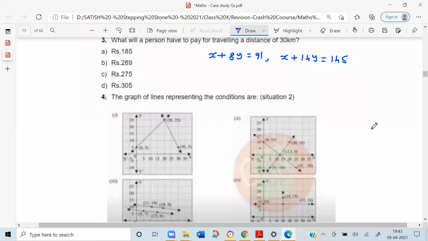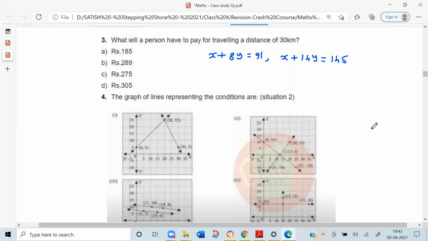Now, solve for x and y. After that, what will a person have to pay for traveling a distance of 30? Now, tell me what is x and what is y in this case. x equal to 19, y equal to 9. Okay. Now, for this situation, how much does the person have to pay? Option B, 289. Is it 289? Anybody coincide also? Yes, sir. Okay, good.